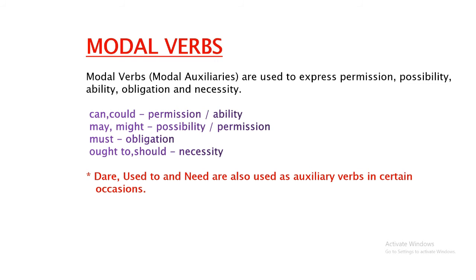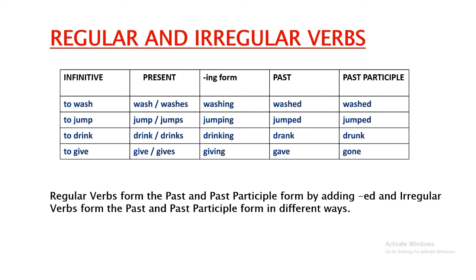Okay, now you have an idea about modal verbs. Okay, now the next is regular and irregular verbs. You must have heard of these verbs. Regular and irregular verbs. Do you know how many forms are there for a verb? There are 5 forms. These 5 forms are infinitive, or we call it verb stem, present tense form, ing form or the continuous form, past tense form, and the past participle form.